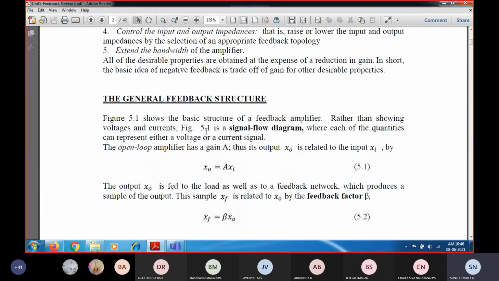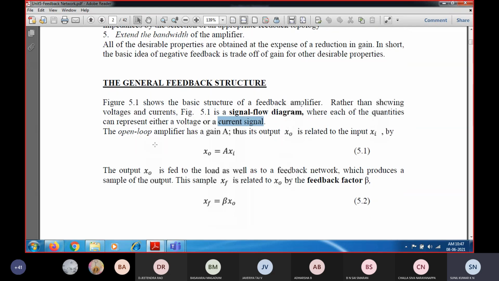Whatever the input signal source, whether voltage or current, we are generally going to show it as a signal source in the signal flow diagram. So how the signal is going to flow across that structure, that is nothing but a signal flow diagram. And we have seen we can represent the signal source as either a voltage or a current signal quantity.